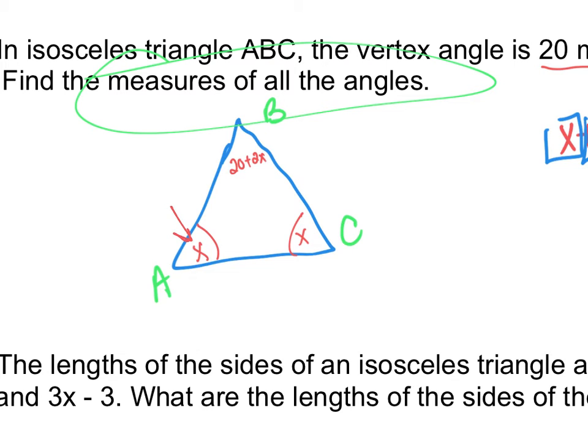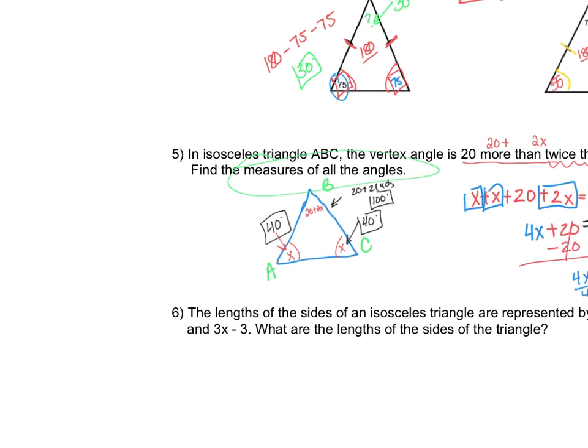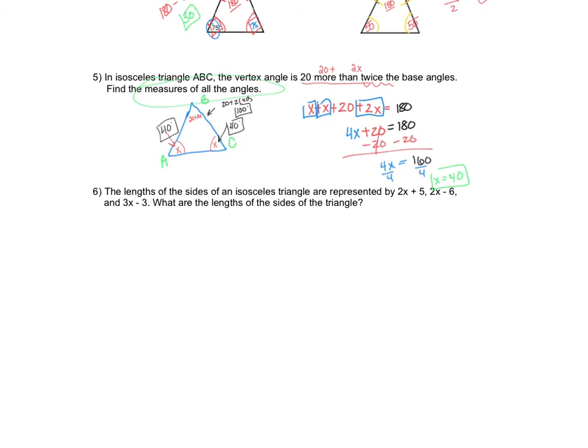This angle is 40 degrees. This angle is 40 degrees. And this angle is 20 plus 2 times 40. 2 times 40 is 80. 80 plus 20 is 100. So I got a 100-degree angle, a 40-degree angle, and a 40-degree angle. And that's your final answer.